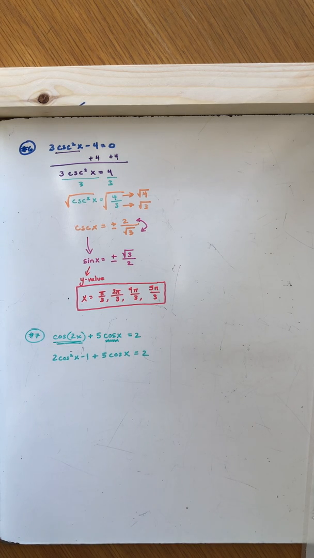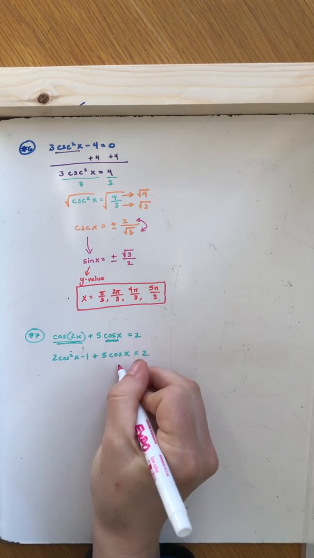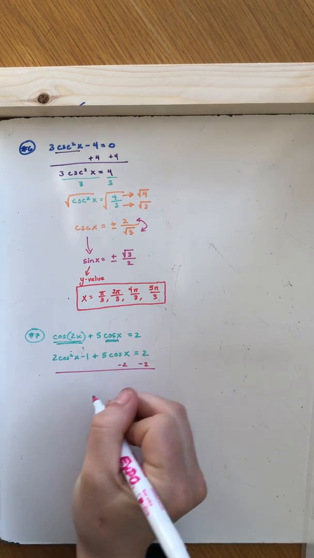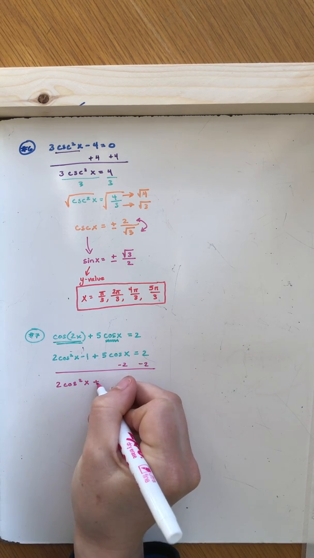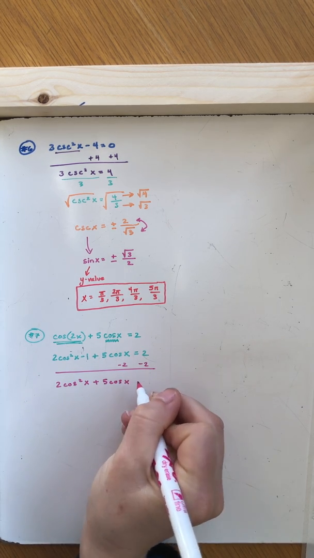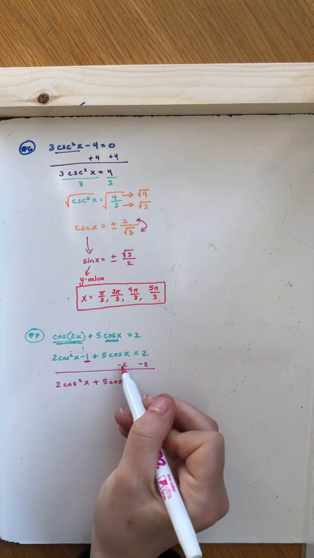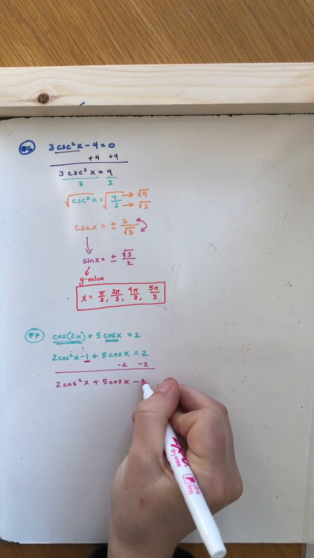And I'm going to try to get this equal to 0. All that I need to do is subtract 2. And I'm going to combine this -1 minus 2 to make -3.